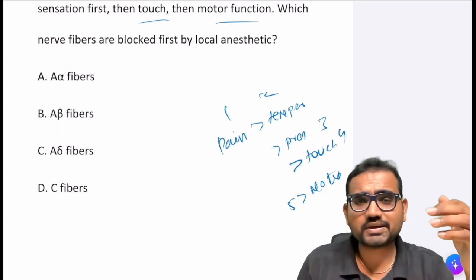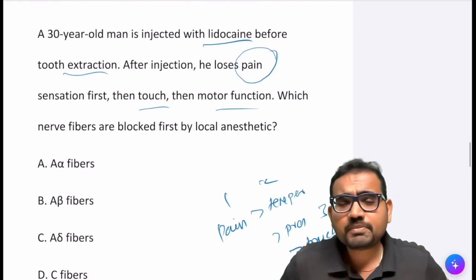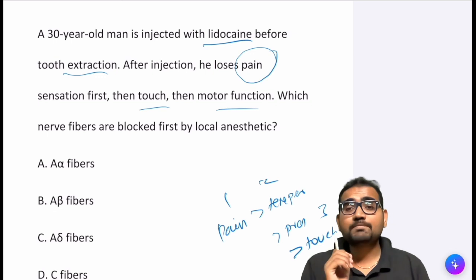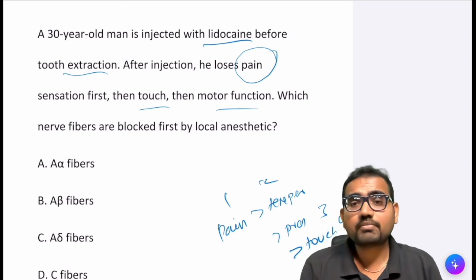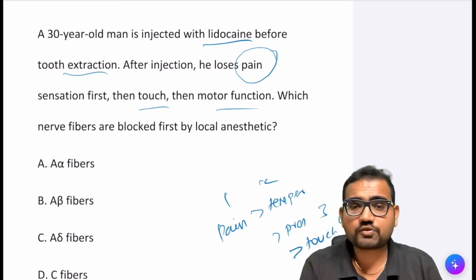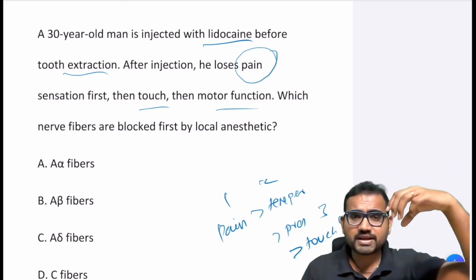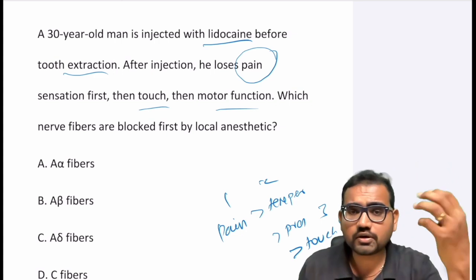This is how the nerve gets anesthetized. So before moving on, what is the function of lidocaine? It basically blocks the sodium channels. So imagine there are no sodium channels. If there are no sodium channels, will the action potential of a nerve take place?